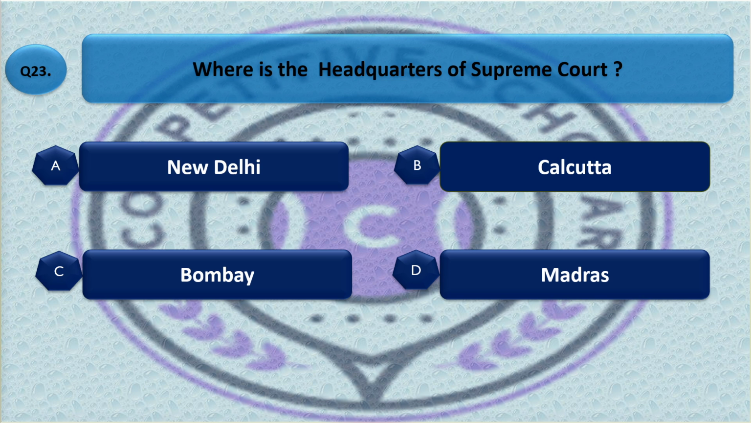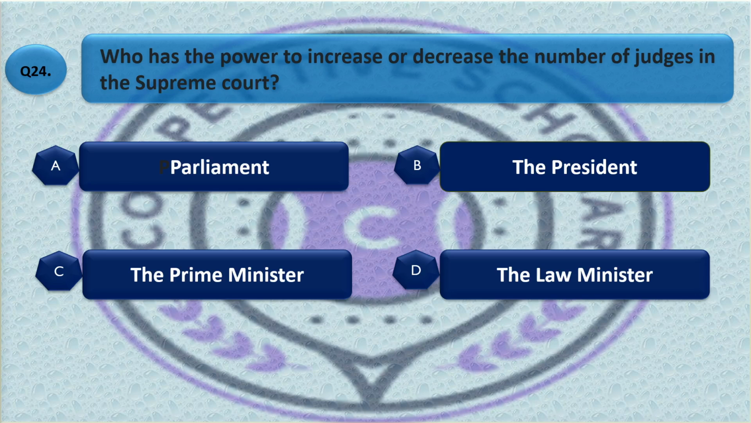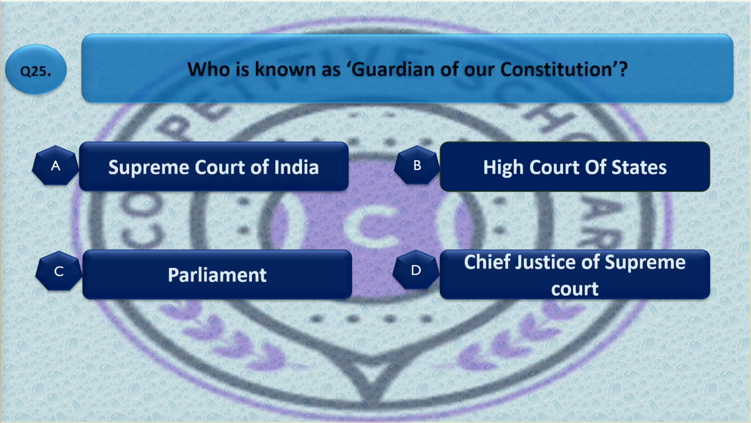Question number 23. Where is the headquarters of Supreme Court? Option A, New Delhi. Option B, Calcutta. Option C, Bombay. Option D, Madras. Answer is option A, New Delhi. Question number 24. Who has the power to increase or decrease the number of judges in the Supreme Court? Option A, Parliament. Option B, the President. Option C, the Prime Minister. Option D, the Law Minister. Answer is option A, that is the Parliament.